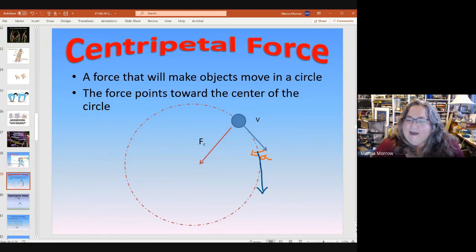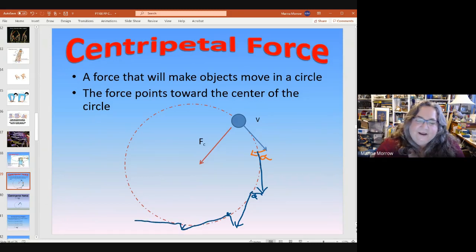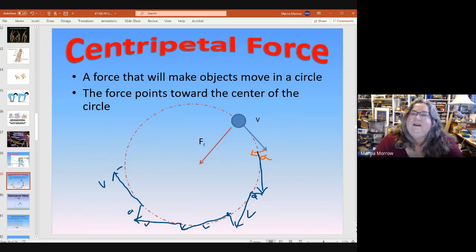So we've changed the direction, and that keeps happening. There's an acceleration, and that changes the velocity. Acceleration changes the velocity. And so all the way around the circle, the ball keeps experiencing an acceleration, and each time that causes a change in its velocity direction. Okay, so that's what's going on here. This force changes direction, but the speed stays the same.